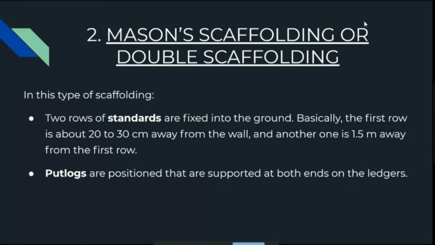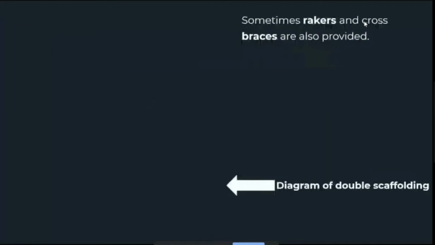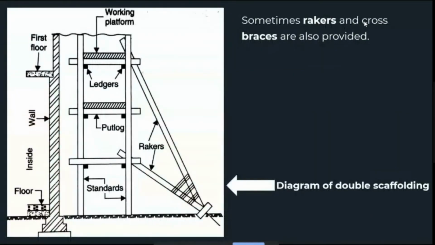This type of scaffolding is used commonly for stone masonry, because holes cannot be made into the stone masonry. So double scaffolding is used, in which no holes need to be made into the wall. Sometimes rakers and cross braces are also provided in order to make it sturdier and prevent the slipping of the scaffolding away from the wall. Also, as you can see in the diagram, mason scaffolding is completely independent of the wall surface.